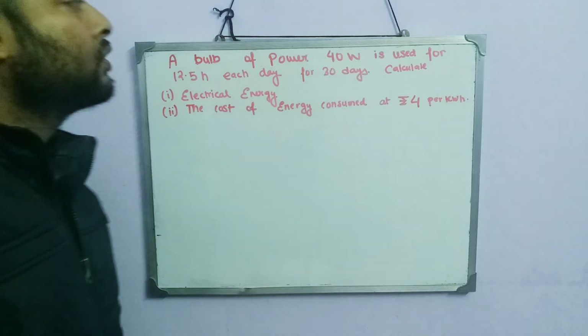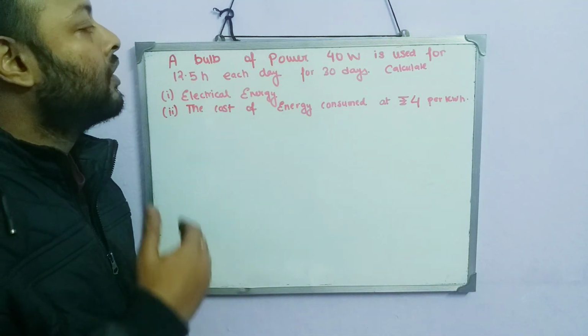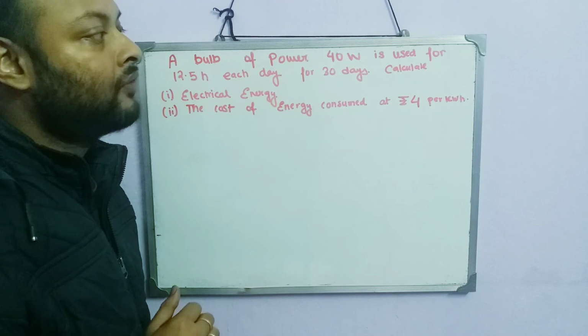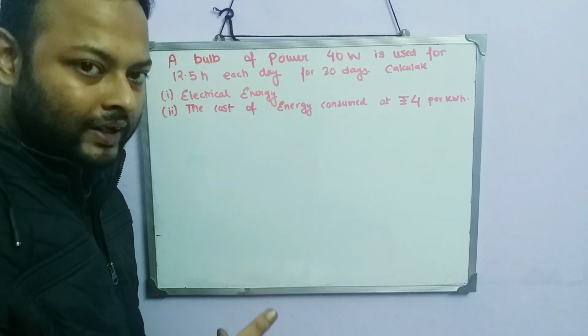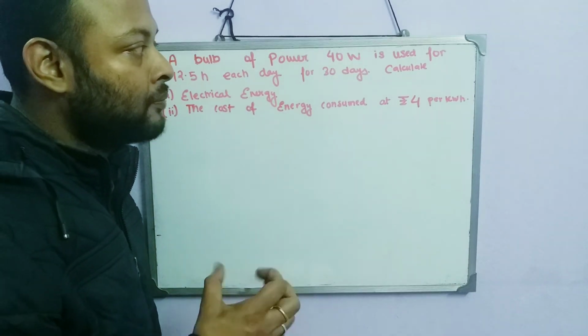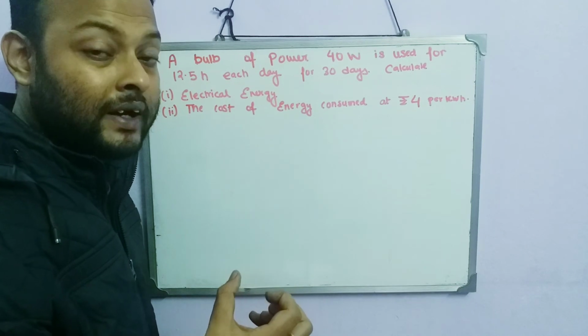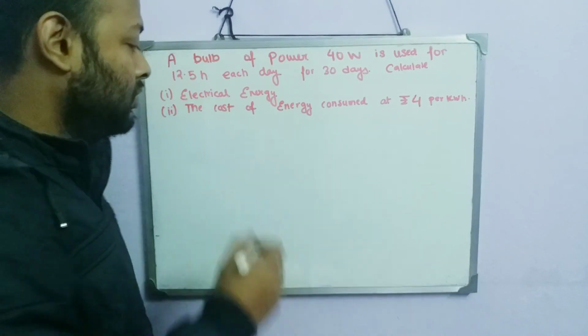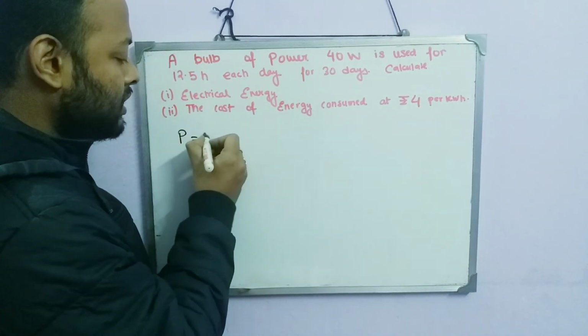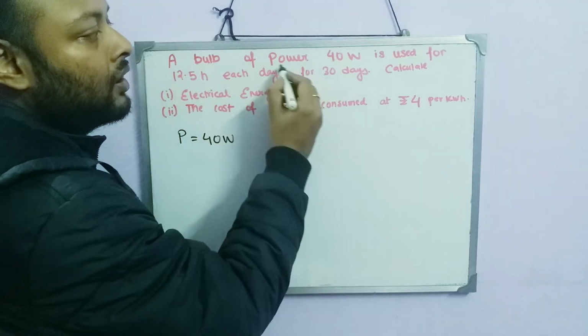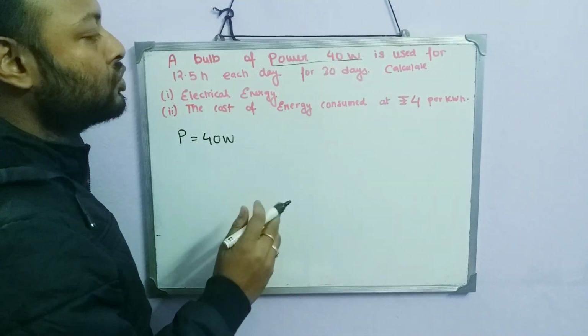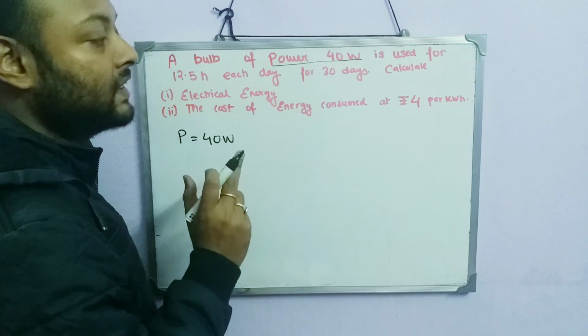Okay, now we have a question in front of us. A bulb of power 40 watt. So there is a bulb, and the power rating of the bulb is 40 watt. Power is given as 40 watt, and it is used 12 and a half hours each day.